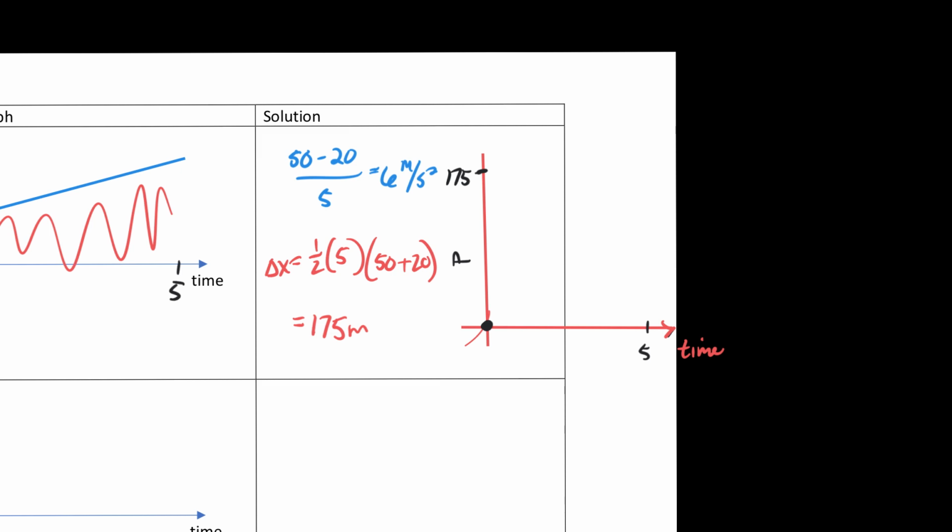At time 0, the car's velocity is 20 meters per second. So the slope at time 0 has to be 20, because slope is velocity for a position graph. And then after 5 seconds, the slope's got to be 50. So something like that. Concave up, getting steeper. That's it. There's just not a lot of meat here. This is not a lot.